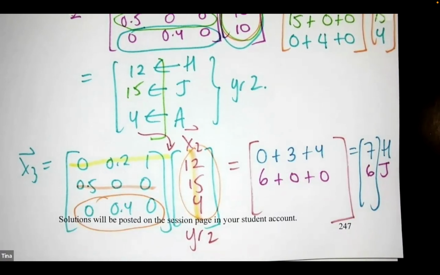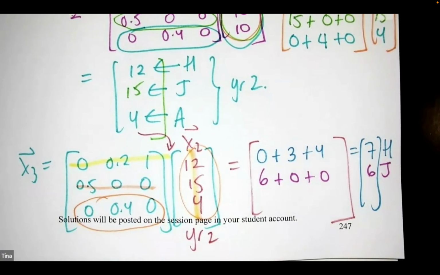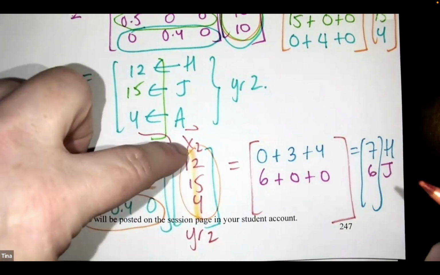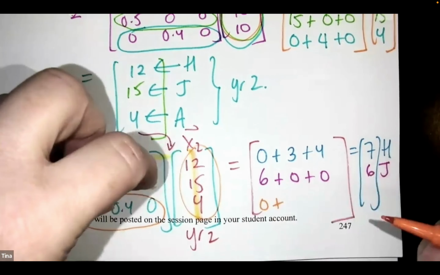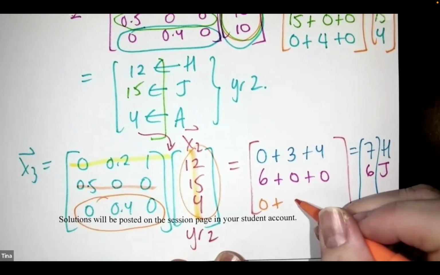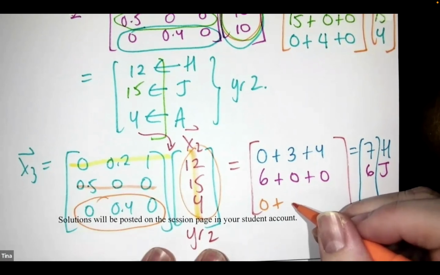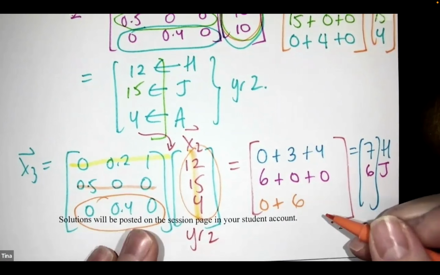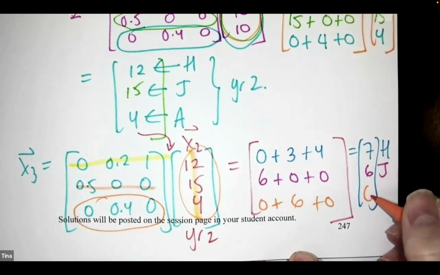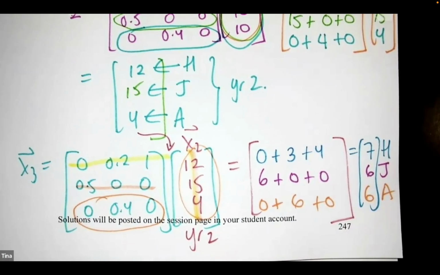And how many adults? Well, we'd have 0 times anything is 0, plus 0.4 times 15, so that's, well, 4 times 15 is 60, so that would be 6, and then plus 0 times 4 is 0. So 7 hatchlings, 6 juveniles, and 6 adults.